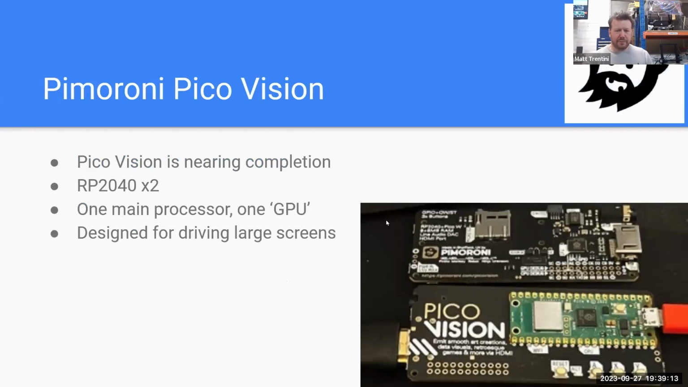Talked about Pimoroni stuff before, but the Pico Vision is something that they're working on, which is interesting. It looks like it's nearing completion. It hasn't been released yet, but they're looking at using 2 RP2040s in these things. And the second one, they're twiddling some pretty serious stuff with the PIO to generate DVI output, I presume, to drive larger screens. And so they're dedicating one RP2040 just purely to that. So yeah, not a lot of details on that yet, really, but it looks interesting.